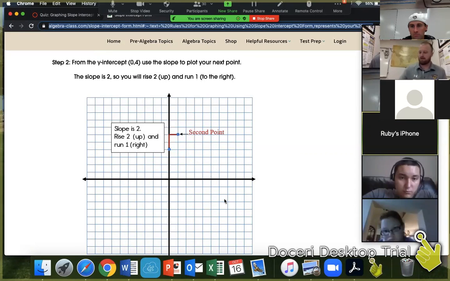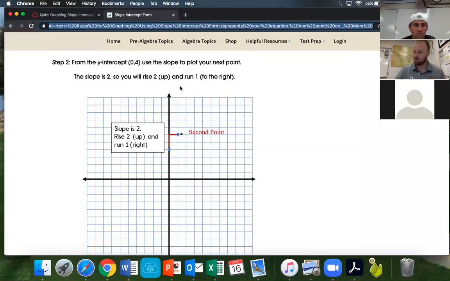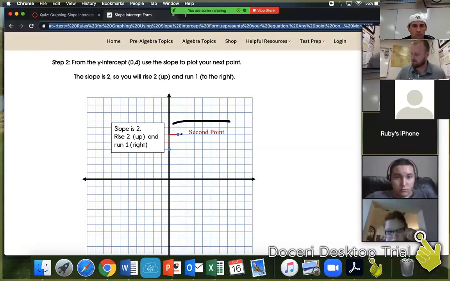You're going to get 3 choices here. Is it 1, 6, over 1 up 6? Is it 6, 1, over 6 up 1? Or is it 0, 4? When it's moved, that's what the question is asking you. Where is this dot right here? If you want to screenshot that, then remember, it's this many and this many.